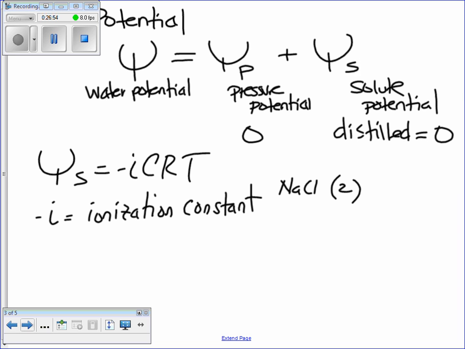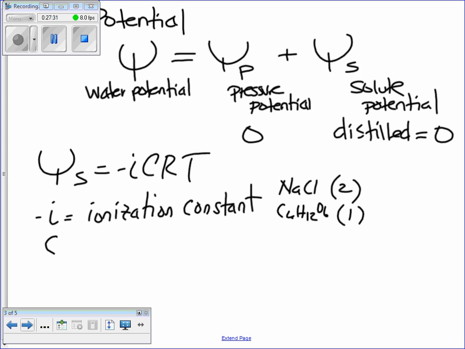If I put sugar into water, how many components does sugar break into? 0. It doesn't dissolve. I mean, it doesn't break into ions. It's a polar molecule. So since it doesn't break into anything, it remains as one single molecule. We say its ionization constant is 1. And those are the two most common ones we'll deal with, sugar and salt. You get the idea?